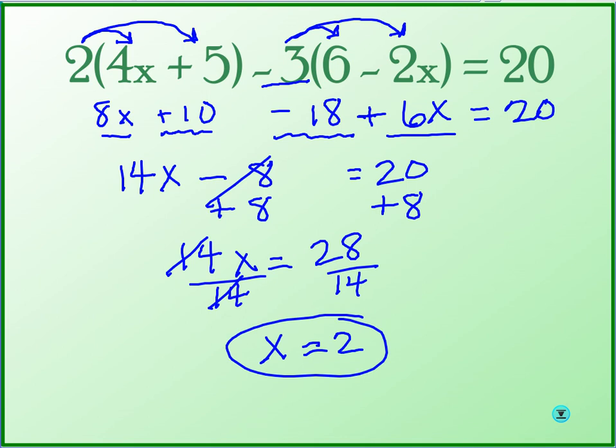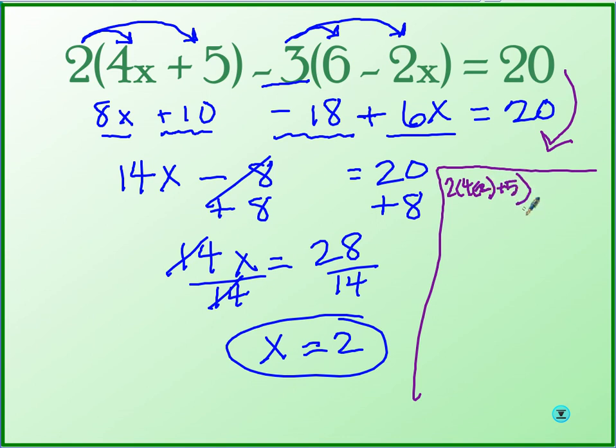I definitely want to go back and make sure that my answer is right. I have 2 times (4x plus 5, where x is now 2) minus 3 times (6 minus 2x, where again x is now 2). And that still should equal 20. Sorry that it's so squished, we're running out of space.